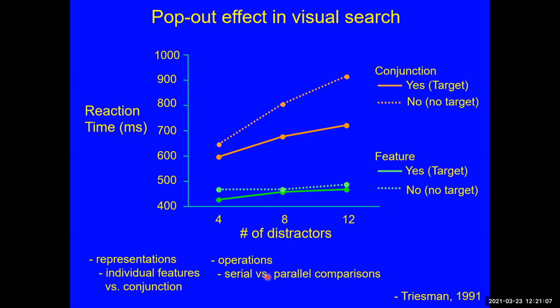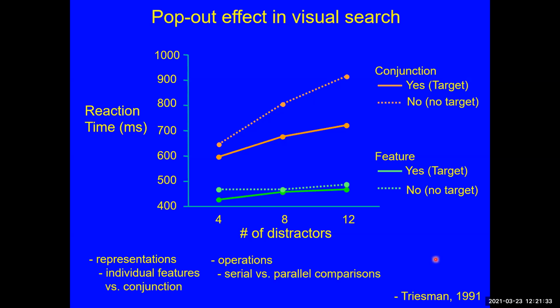pop-out visual search. If you're searching for a red T and something red shows up and it's a T, and it's the only thing that's red in the entire visual search array, you have a bunch of other letters and they're all green, you get this pop-out effect. It's just obvious that that's where the red T is, and you know it, and you can press a button fast. And it doesn't matter how many other green letters there are, your reaction time doesn't change very much.